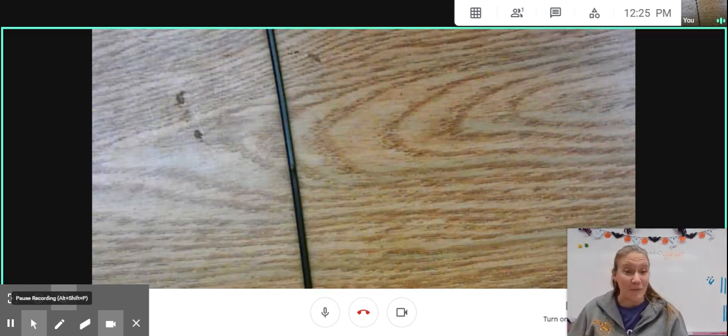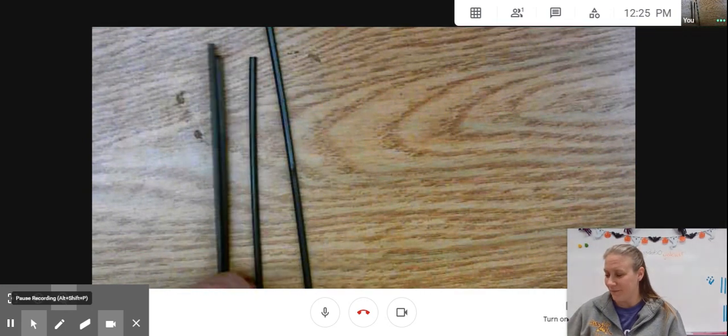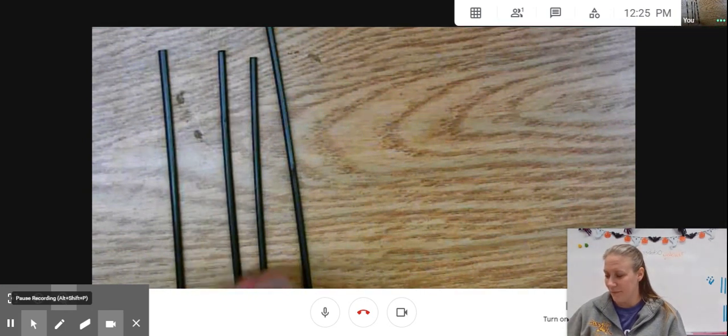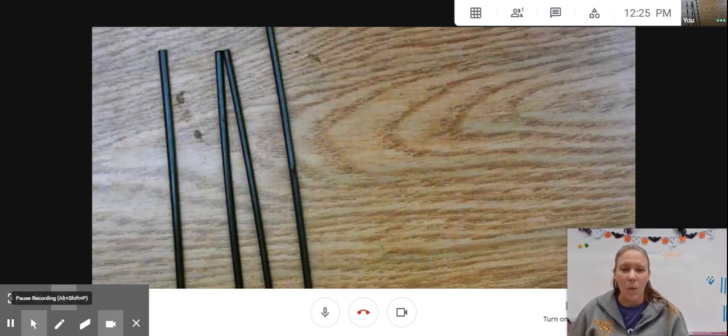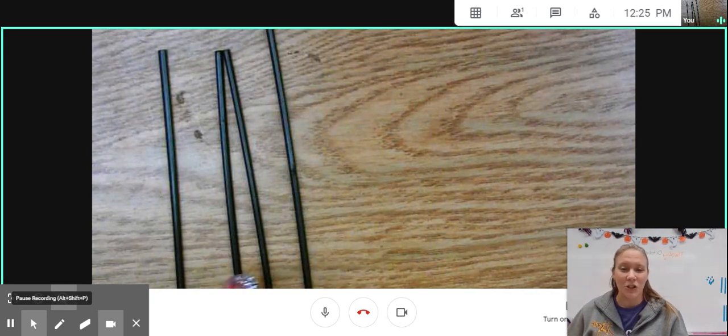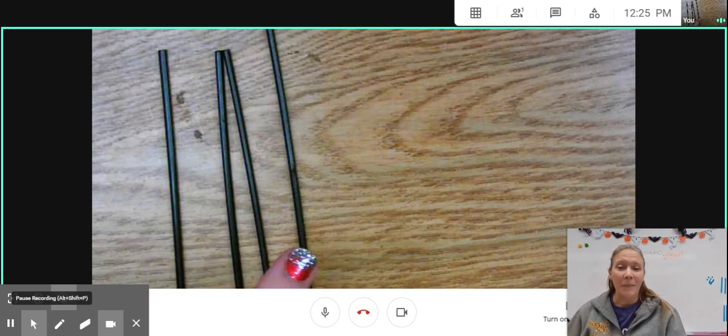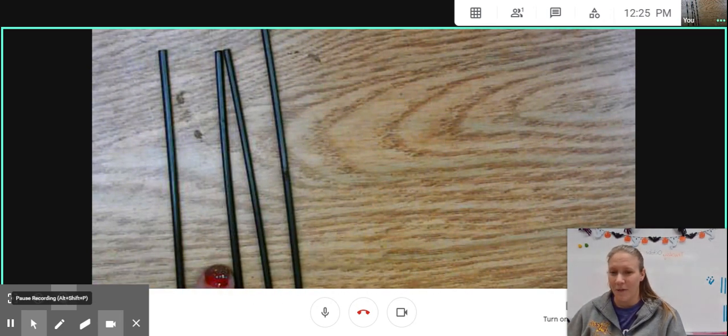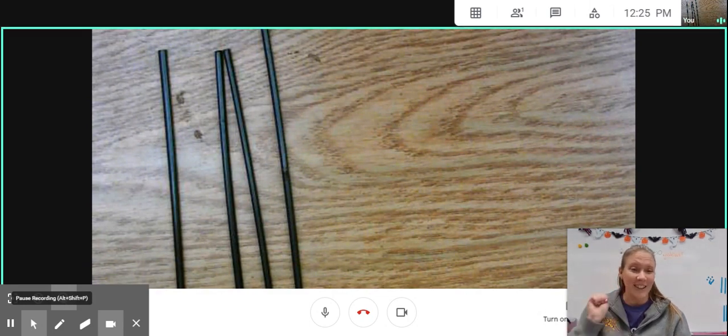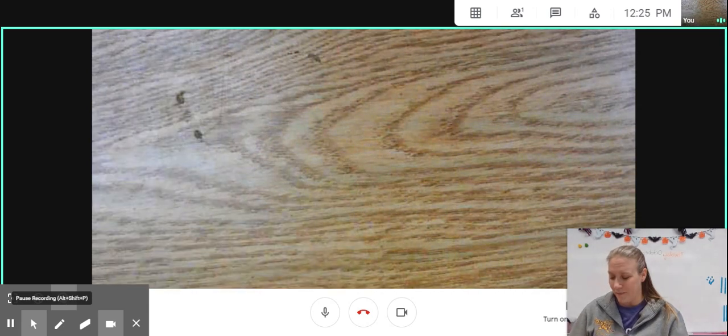So now I'm going to add some more. What number do these straws represent? These straws, what do they represent? You would be correct if you said 4, because there's 4 straws. 1, 2, 3, 4. So it represents the number 4. Good job. Let's try another one.